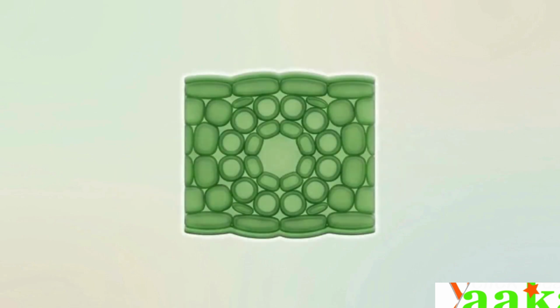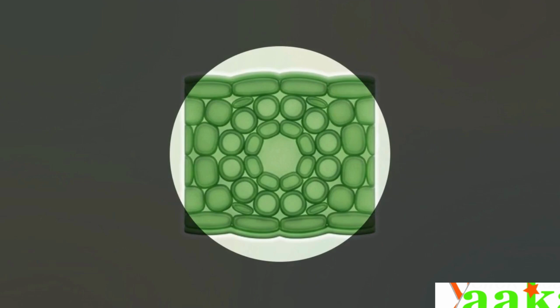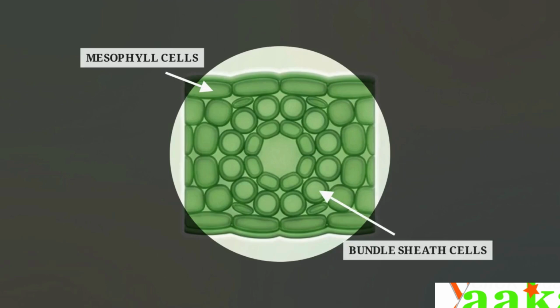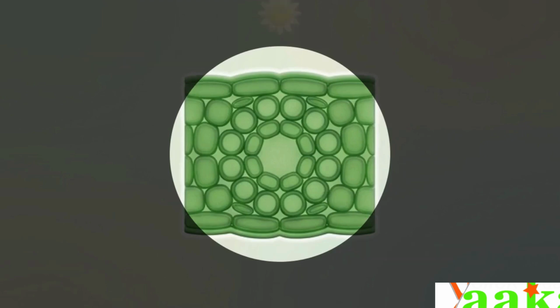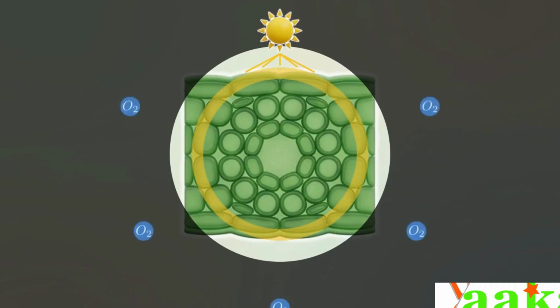Now look at this cross-section of a C4 leaf, like our successful maize. To solve the oxygen problem, C4 plants evolved a specific structure called Kranz anatomy. Notice the two distinct rings, the outer mesophyll cells and the inner bundle sheath cells. These outer mesophyll cells act as a shield. They exclusively handle the light-dependent stage, capturing the sun's energy while actively blocking oxygen from going deeper into the leaf.